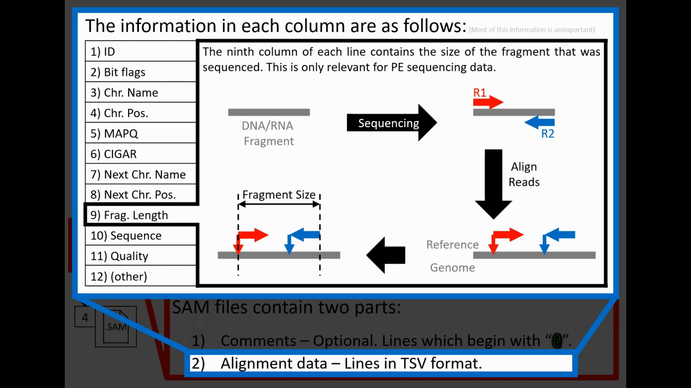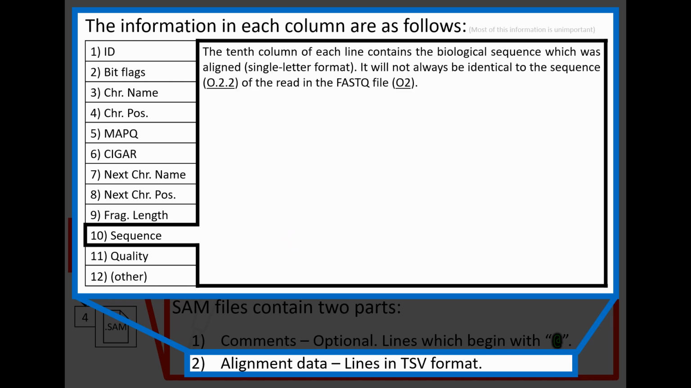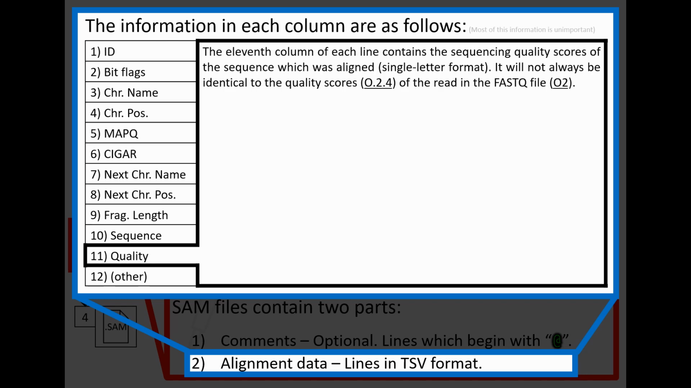The 9th column contains the size of the fragment that was sequenced. While this can be calculated from the other available information, it is convenient to have as a readily available data value, because we cannot obtain the size of a fragment by simply subtracting the index of one read from the other, as you can see from this figure. The 10th column contains the biological sequence, which is often, but not always, identical to the sequence in the corresponding entry in the FASTQ file. Similarly, the 11th column contains the quality scores of the sequence in column 10, and this is often, but not always, identical to the scores of the corresponding entry in the FASTQ file.